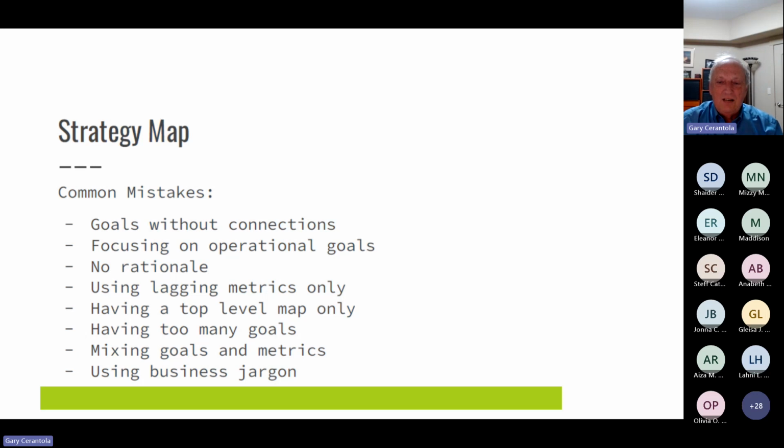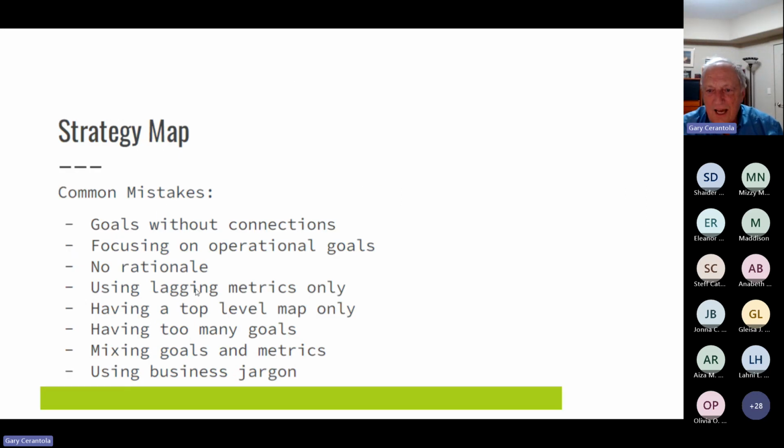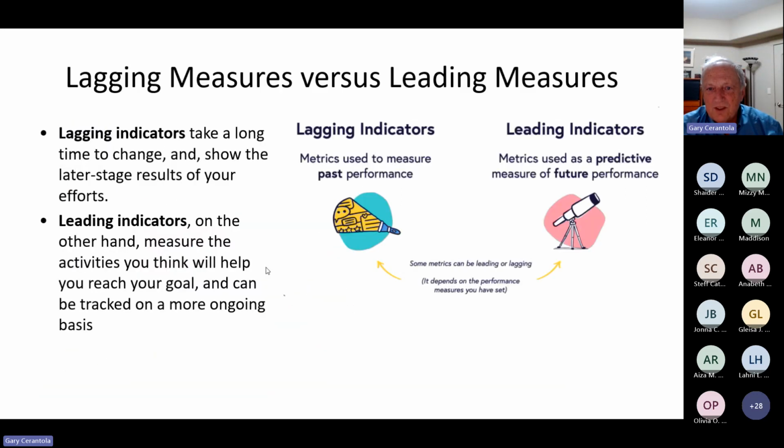And then also, having too many goals is a big mistake, because then you don't get anything done. I'll show you some research that I've done myself. And then also, using lagging metrics only. So what's a lagging indicator? Well, how many sales you did last month and the month before that. That's a lagging indicator. You're in the existing month, and you don't know how many sales you're making.